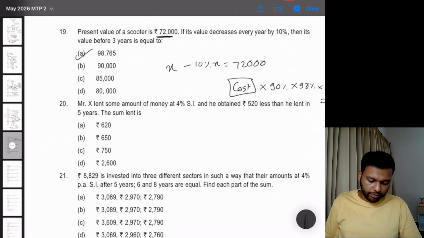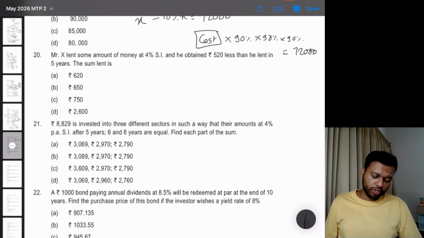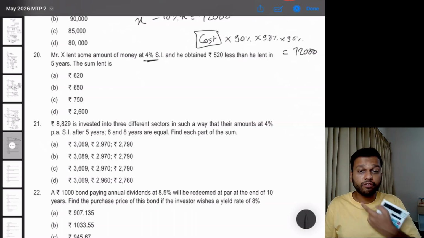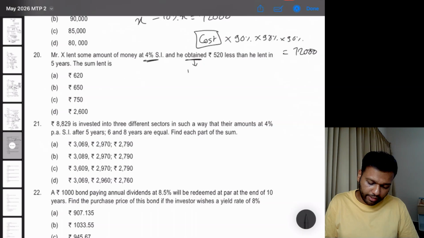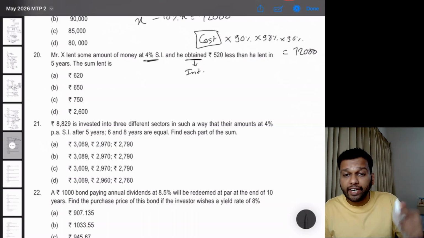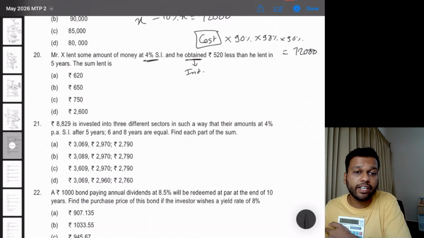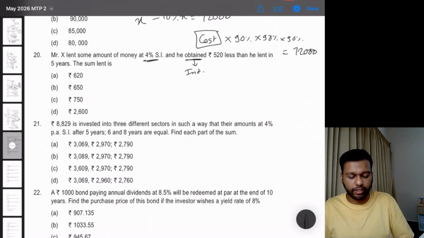Last one for this video. Mr. X lent some amount of money at 4% simple interest, and he obtained 520 less than he lent. Obtained means interest. He obtained interest of 520 rupees less than he lent in 5 years. The sum lent is what?